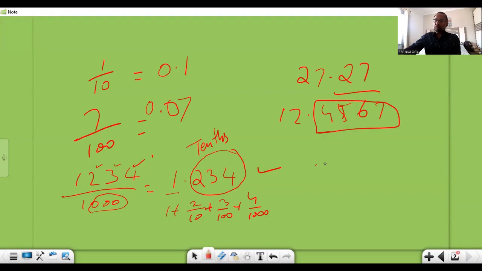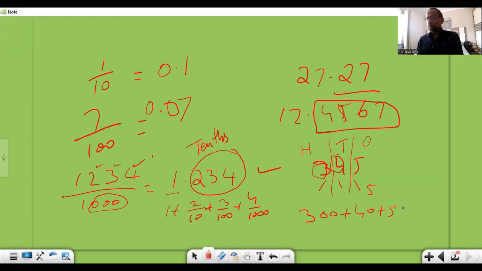If you are writing a number 345, you know very well this one is 5 ones, 4 tens, and 3 hundreds. That means 3 into 100 plus 40 plus 5. Exactly, 345 means 300 plus 40 plus 5.